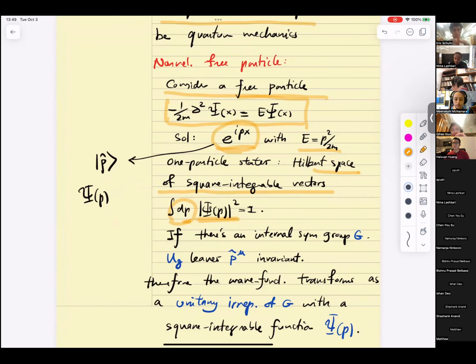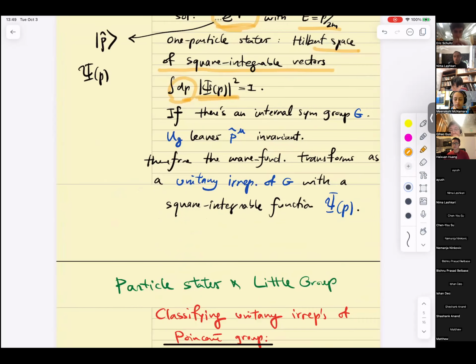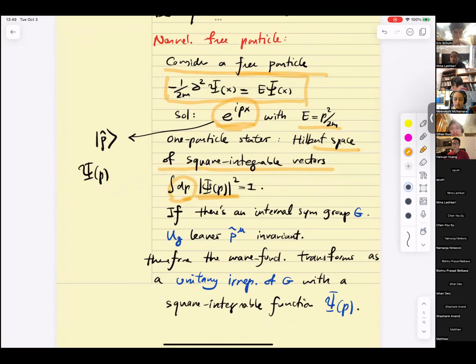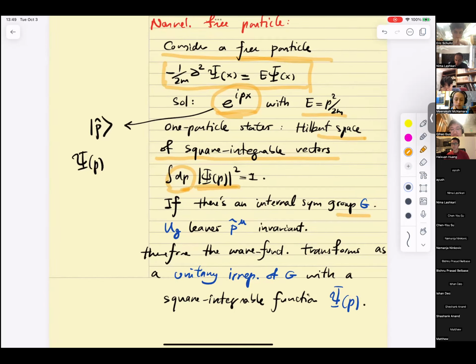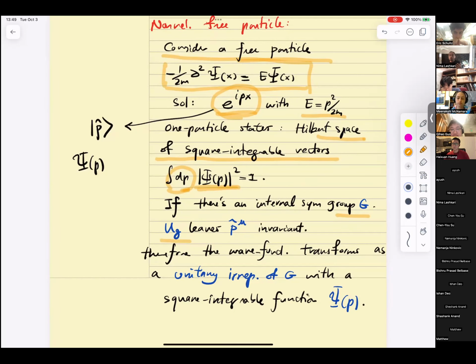Now, if you had an internal symmetry group, like a conserved charge, this is still quantum mechanics, right? That single particle had some sort of conserved charge. There was a symmetry group G. Then by Wigner's theorem, that symmetry group should be represented as a unitary on the Hilbert space. And because it's internal, this p hat is left invariant under the action of this guy, right? So in that case, what is the interpretation of a single particle?